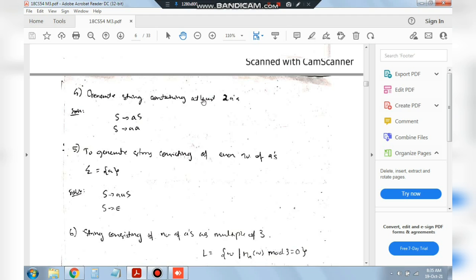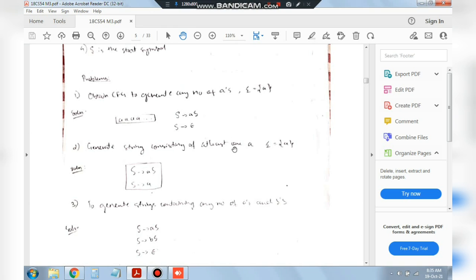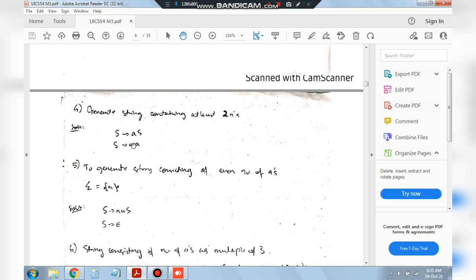Generate a string consisting of at least 2 A's. At least 2 A's means, see previously we had at least 1 A. What we did, we wrote S goes to A, then S goes to AS. At least 2 A's means S goes to AA. That should always be there. Okay. If I have to end this string, I have to pass through AA. So the string will contain at least 2 A's. Okay.